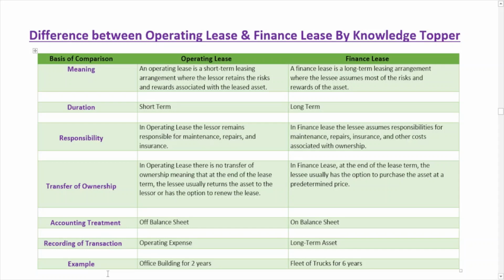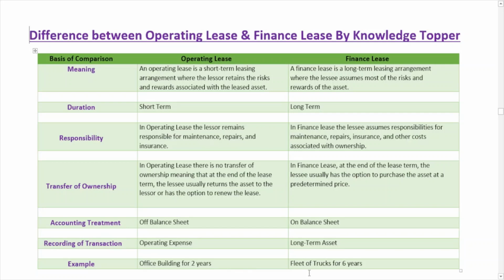Now let me share an example of an operating lease. Let's imagine a small business that is leasing office space for a period of 2 years. The lessor owns the building and retains responsibility for repairs and maintenance, and at the end of the lease term the lessee returns the office space.